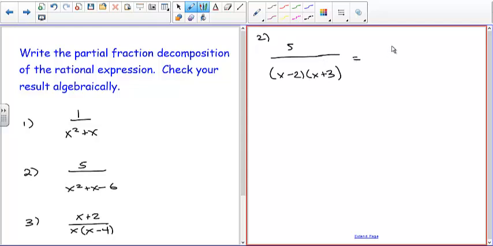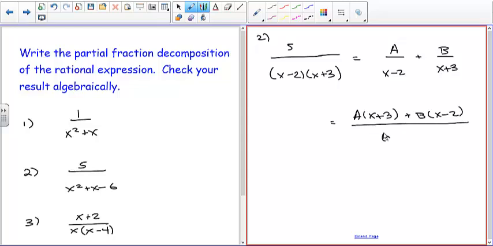Okay, so what we're going to have is a over the first linear factor plus b over the second linear factor, like that. So again, we want to combine these two. So we get a times x plus 3 plus b times x minus 2, all divided by x minus 2 times x plus 3. And you see we have the same denominator now, so we can set the numerators equal to each other.